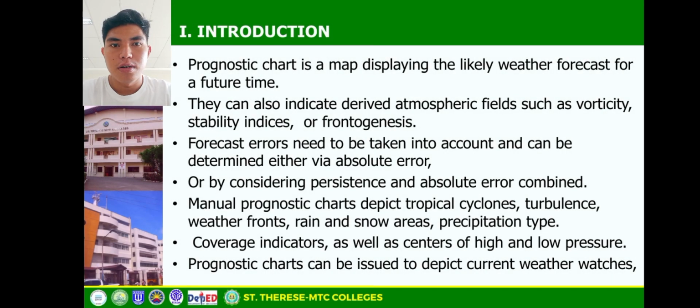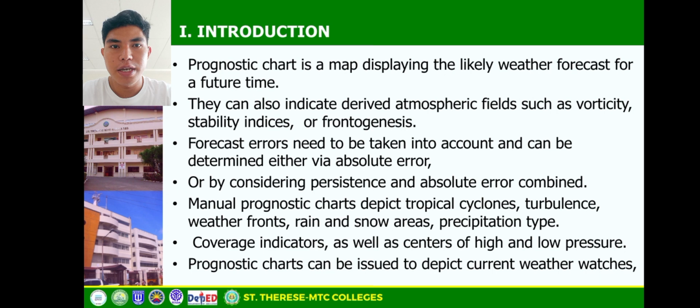First, introduction. A prognostic chart is a map displaying the likely weather forecast of a future time. Such charts are generated by atmospheric models as output from numerical weather prediction and contain a variety of information such as temperature, wind, precipitation, and weather patterns. They can also indicate the area of atmospheric fields such as vorticity, stability, indices, or frontogenesis.